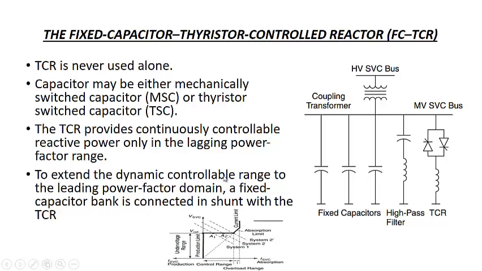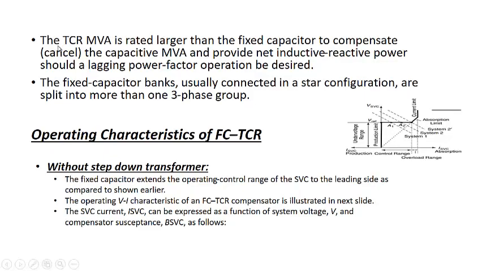So to extend the dynamic controllable range to the leading power factor domain, a fixed capacitor bank is connected in shunt with the TCR. If we want to increase the controllable range in the leading power factor domain, we have to use the capacitors as well. The TCR MVA is rated larger than the fixed capacitor to cancel the capacitor MVA and provide the net inductive reactive power, a lagging power factor operation which is desired.